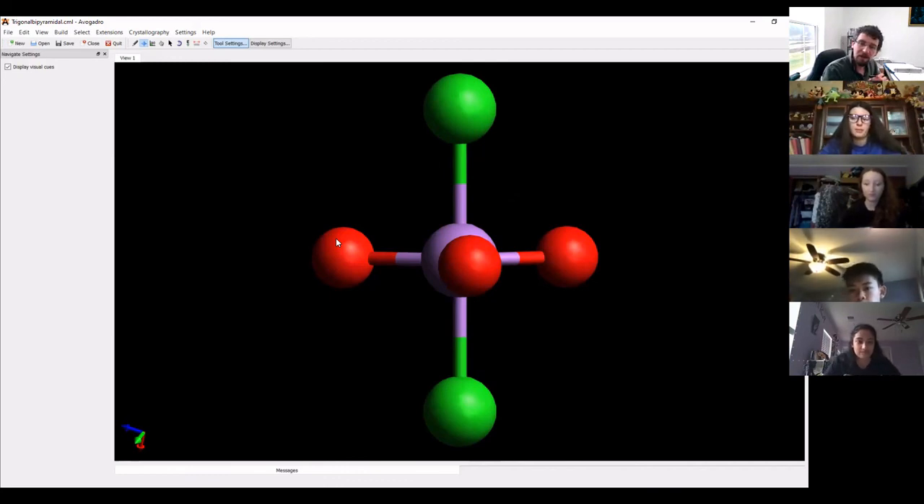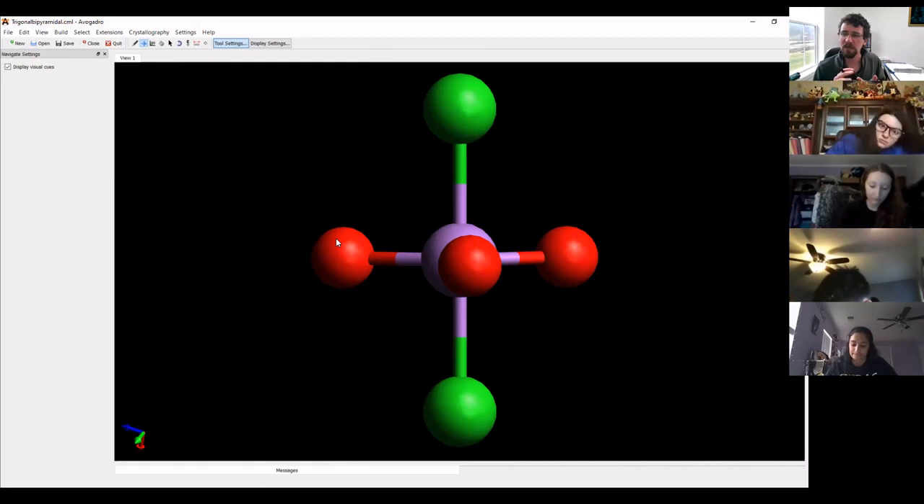Isn't it pyramidal? Like trigonal pyramidal? Yep, trigonal pyramidal. Okay. And how many unique bond angles did we find here? We have more than 2. I think we had 3. We'll try to draw those out.